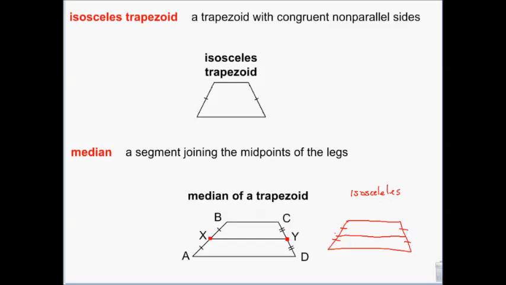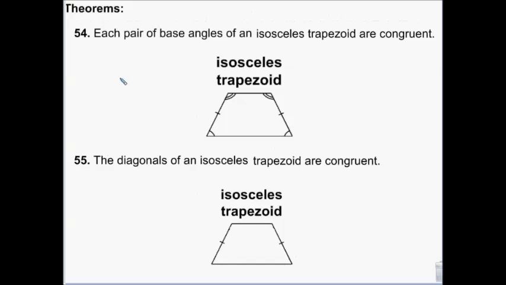There. Okay, so far okay? Each pair of base angles in an isosceles trapezoid are congruent. So if these two legs are congruent, then these two angles are congruent, and these two angles are congruent. And that only occurs in isosceles. It doesn't occur in any other trapezoid ever. If you have just any old regular trapezoid, nothing is congruent angle-wise.